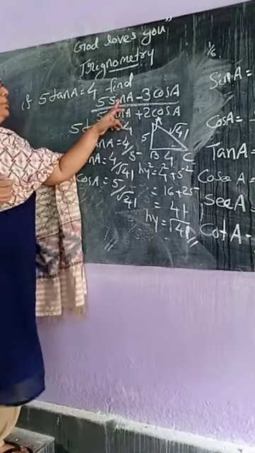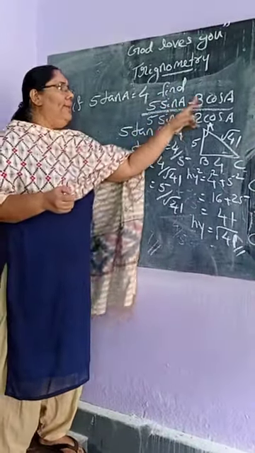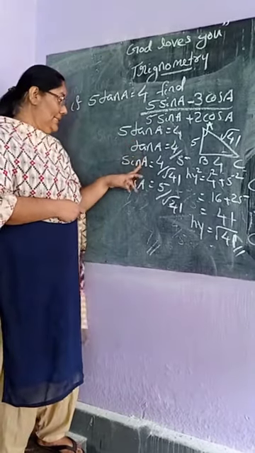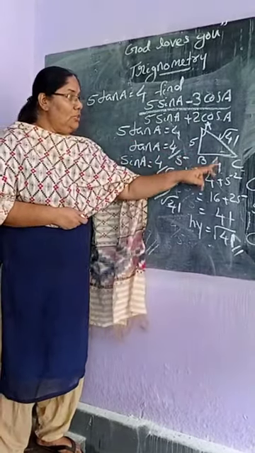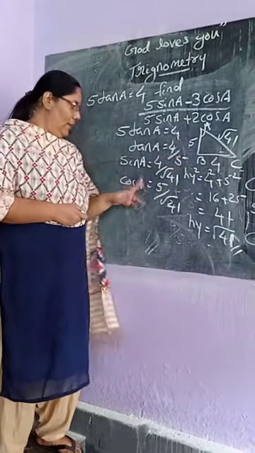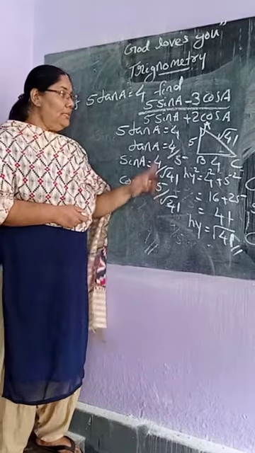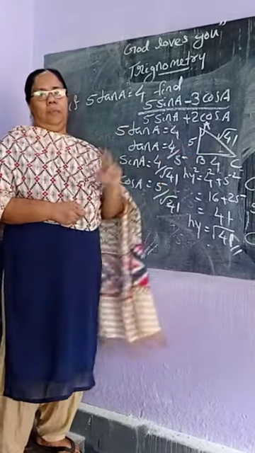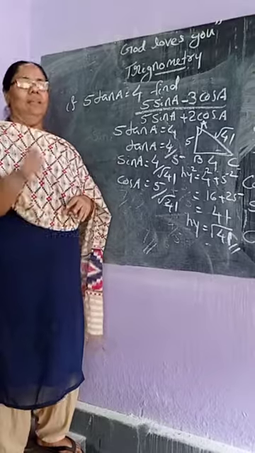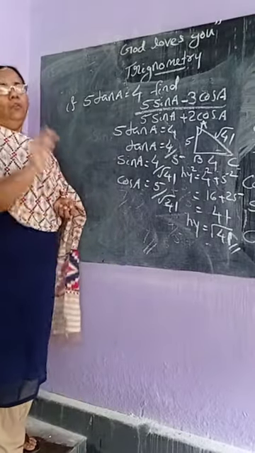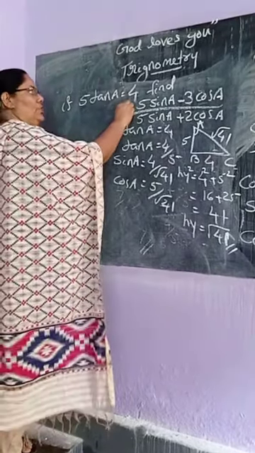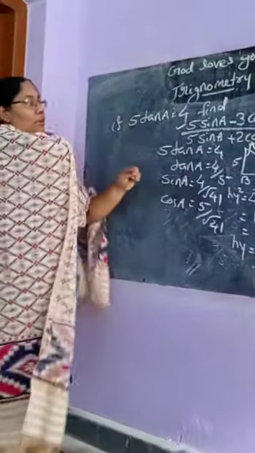Then we need two terms. What are they? Sin A and cos A. What is sin A? Sin A means opposite by hypotenuse. Then what is cos A? Cos A means adjacent by hypotenuse. Understand? Now substitute in the formula. Substitute in the question. What is your question?